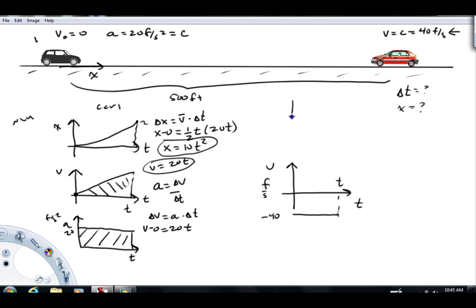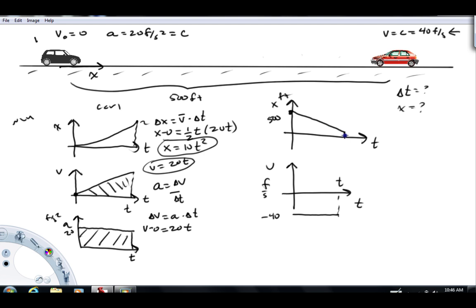My position graph for that second car, x against t. Let's talk about the intercept first. At t equals 0, car 2 here is 500 feet away. So this is up here somewhere, 500 units of feet. However, the x-coordinate is decreasing with time, so this has a negative slope to it. Maybe something like this.